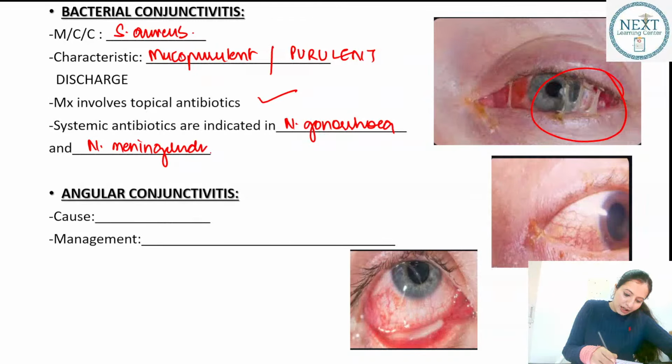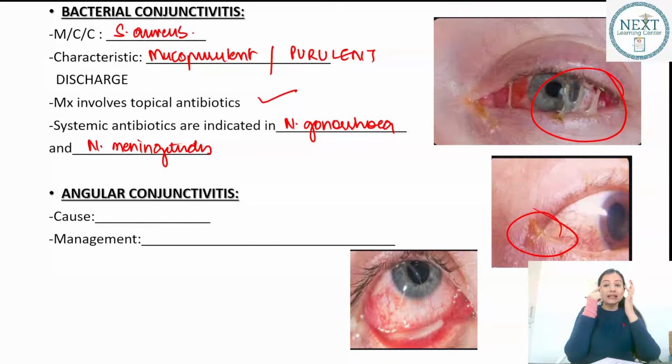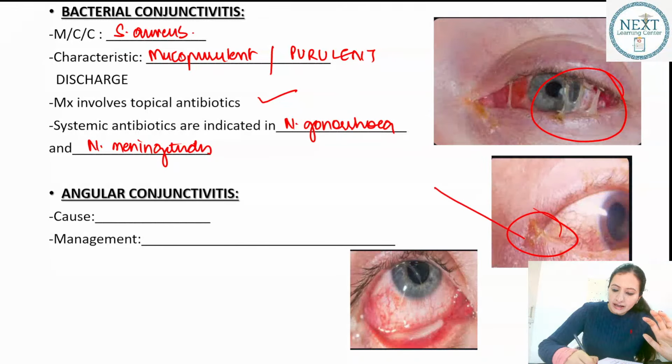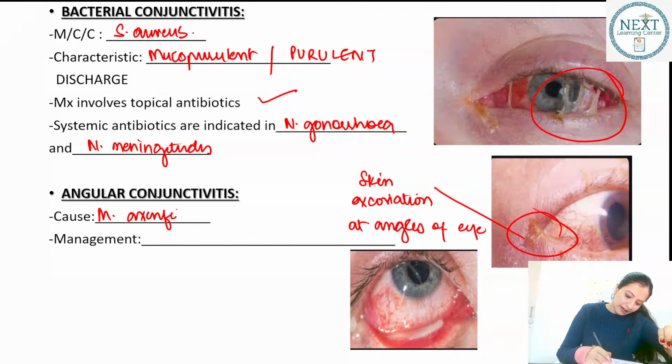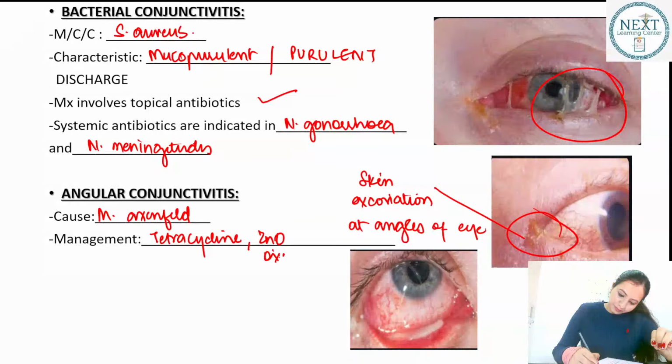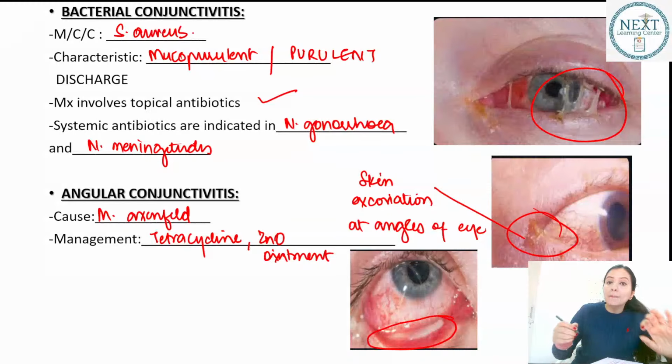If you look at this image, there is skin excoriation here, right? This is skin excoriation at the angles of the eye. These are the angles of the eye. Cause is Moraxella Axenfeld. Management is going to be tetracycline, zinc oxide ointment and lotions.